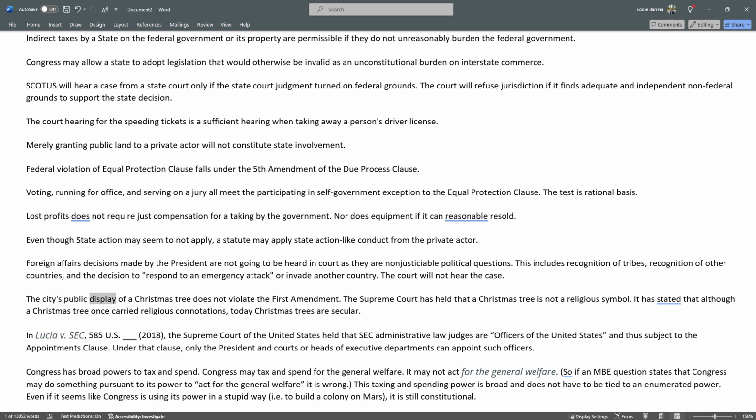The city's public display of a Christmas tree does not violate the First Amendment. The Supreme Court has held that a Christmas tree is not a religious symbol. It has stated that although a Christmas tree once carried religious connotations, today Christmas trees are secular.